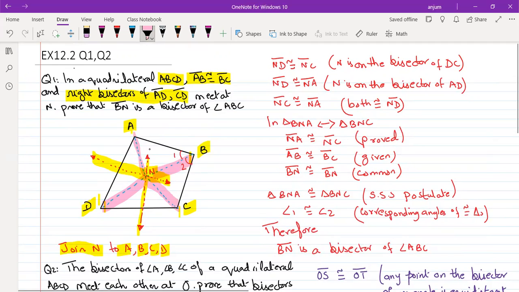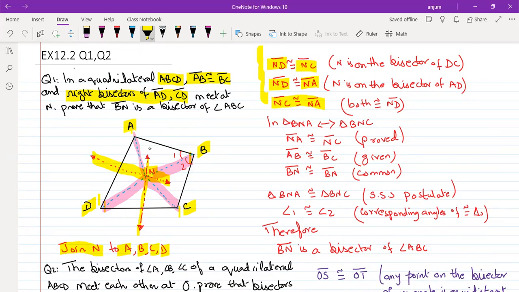Right? So now we can see that as N is on the bisector of DC, ND and NC are equidistant according to the theorem. Similarly, N is also on the bisector of AD, so it is equidistant from the endpoints by the same theorem as you have seen in the above result. So ND is congruent to NA. From these two results, we can see that NC and NA both are congruent to ND. So NC and NA are congruent to each other.